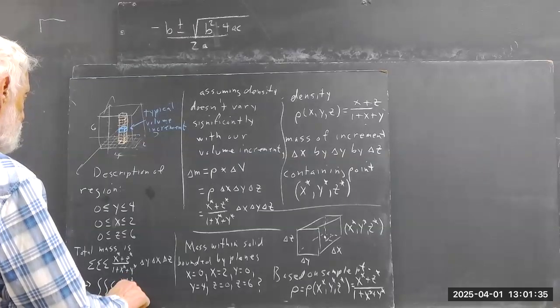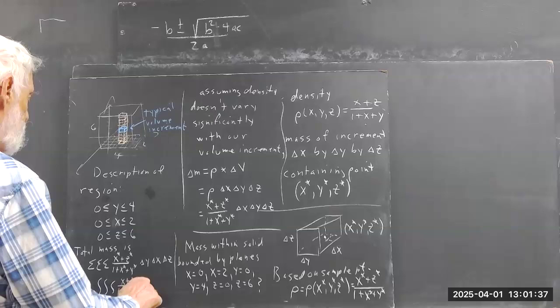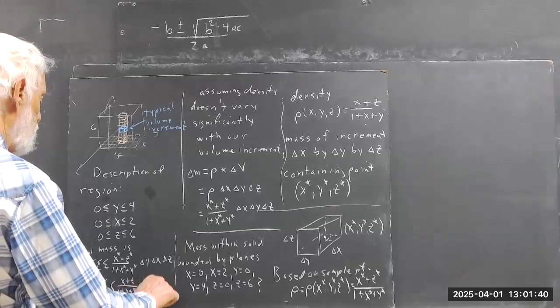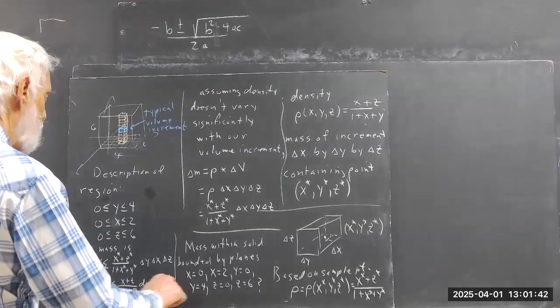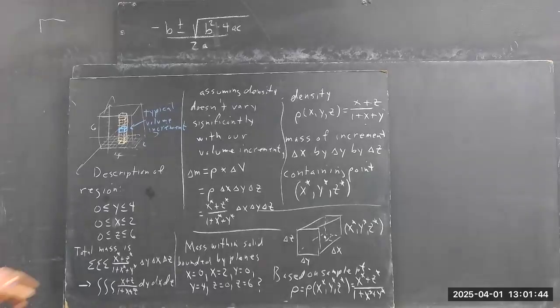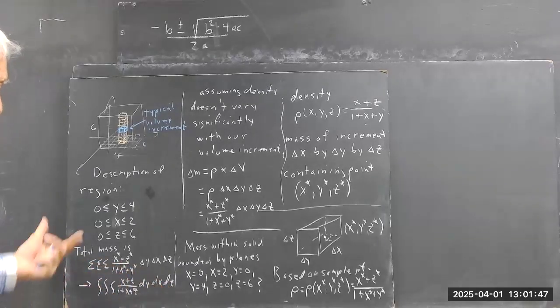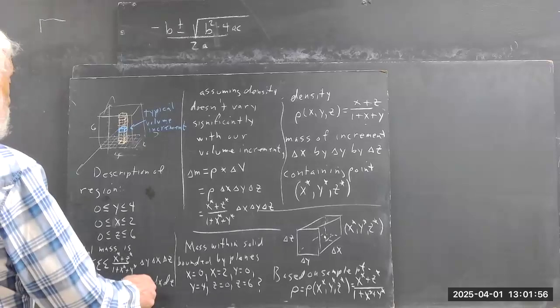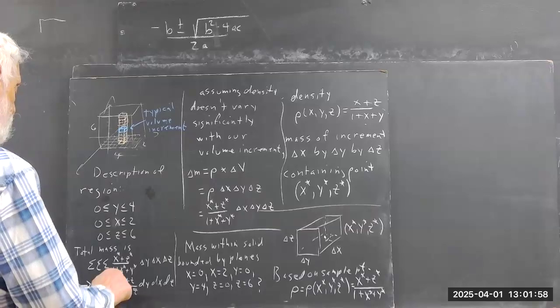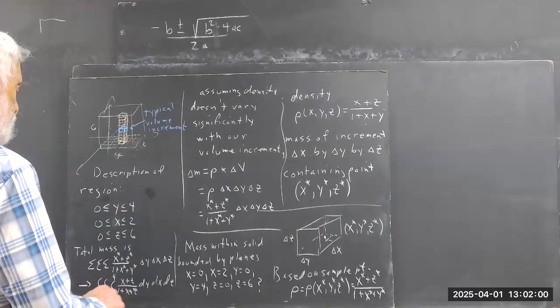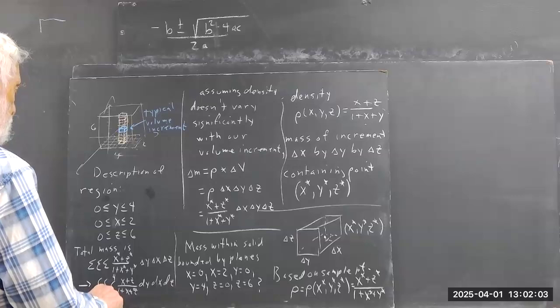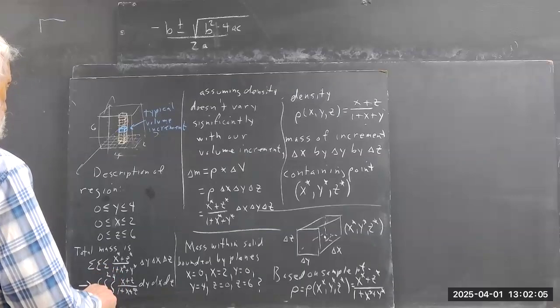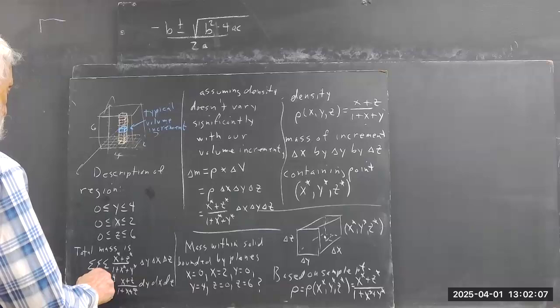plus z over 1 plus x plus z dy dx dz. Now, you might not have written it out with x, y, and z in the same order. Since this is a rectangular solid, it doesn't matter what order these things are in, but in a minute it's automatic. So y goes from 0 to 4. x goes from 0 to 2. And z goes from 0 to 6.